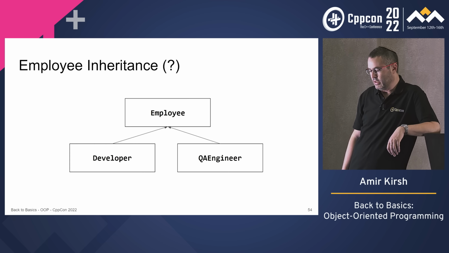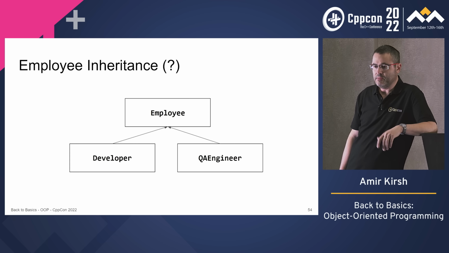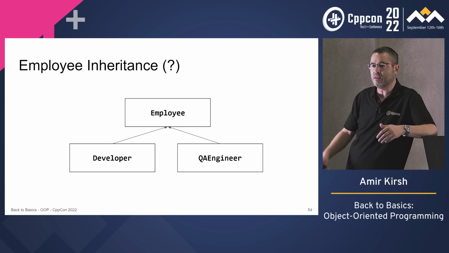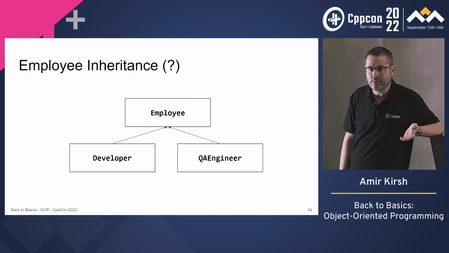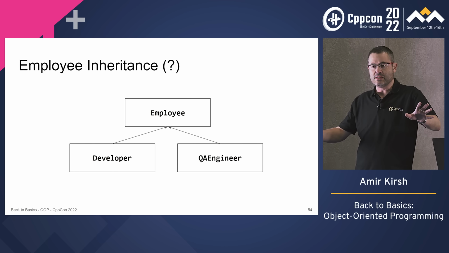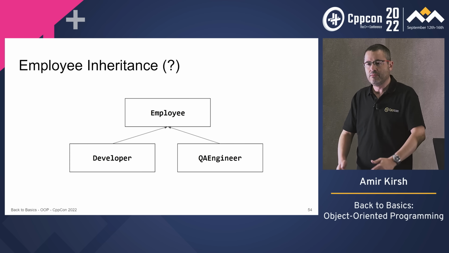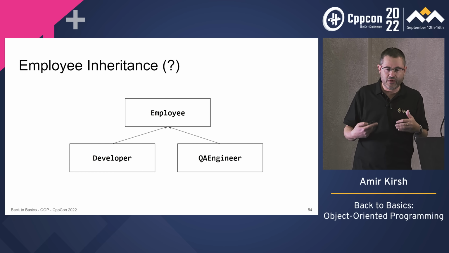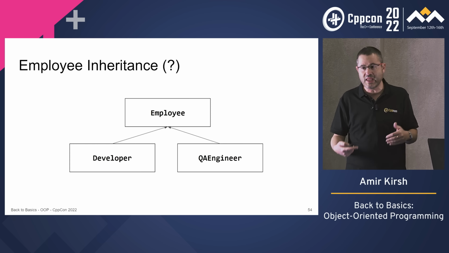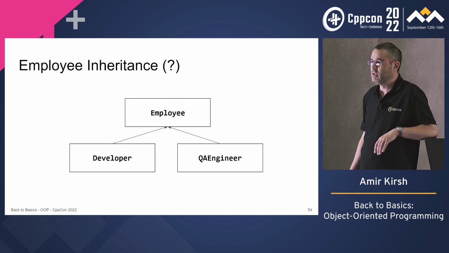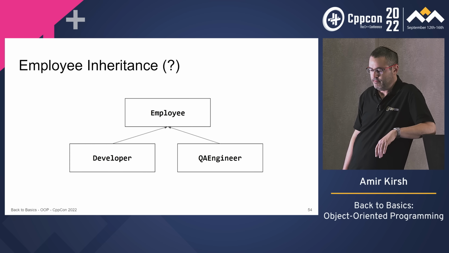Let's talk about employee inheritance. I have an employee, which is a base class, but in my organization we have developers and QA engineers, and let's assume that they behave differently in some functions. Because if the only difference is your role, then I don't need a different class. But let's suppose that there is some kind of different behavior, some kind of different implementation for some of the functions. What do you say? Is it okay or is it wrong?